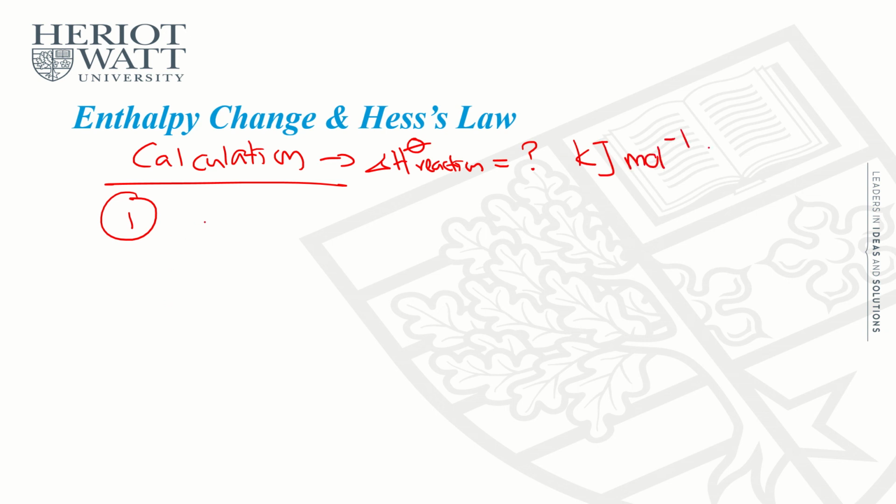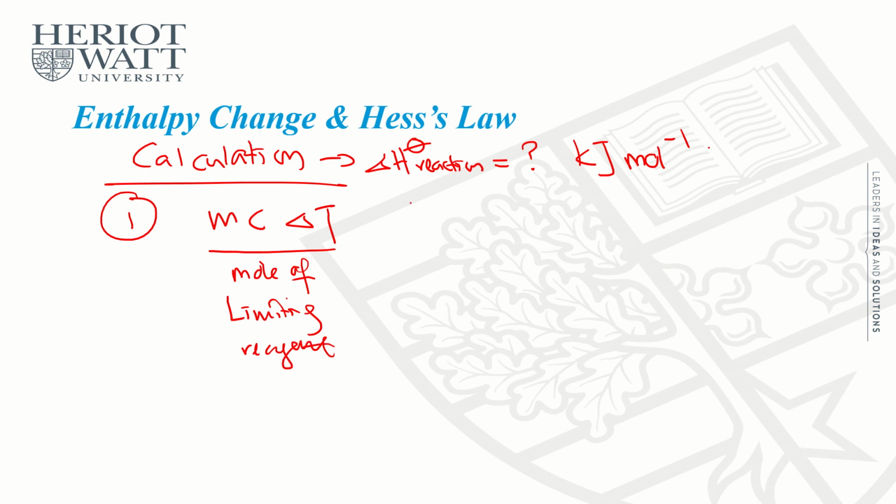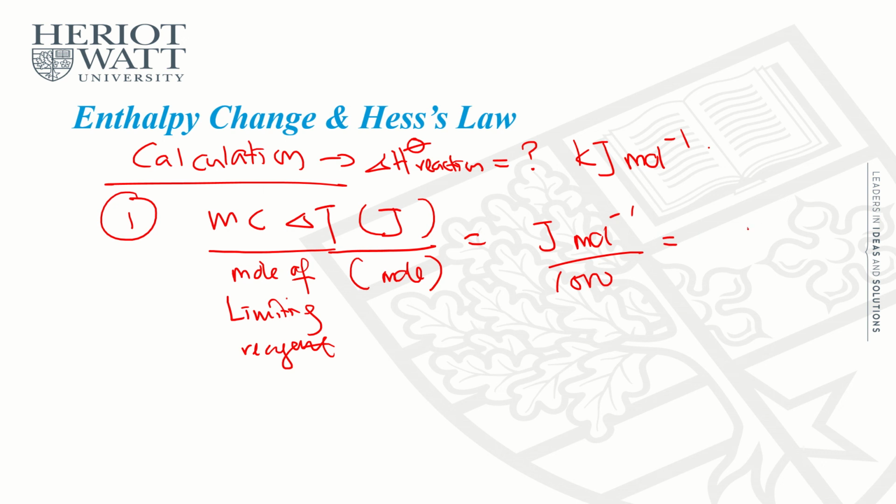All right, so the first method is to use mcΔT. Obviously this is data, so you must get the data from the experiments. With mcΔT, you get the heat change divided by the mole of limiting reagent. I'm sure by now you should know what a limiting reagent is. So when you calculate mcΔT, you will get joules. And then divided by the mole of limiting reagent means per mole, so you will get your answer in joules per mole. Then divide by 1000, you will get your answer in kilojoules per mole. So it must be in this unit of kilojoules per mole.